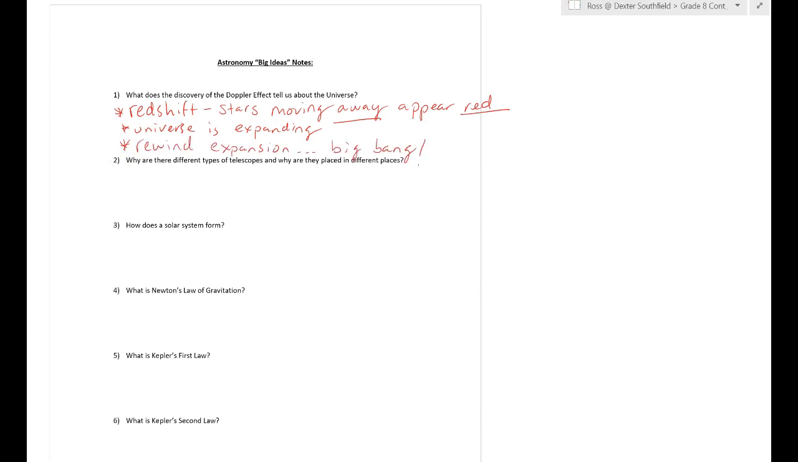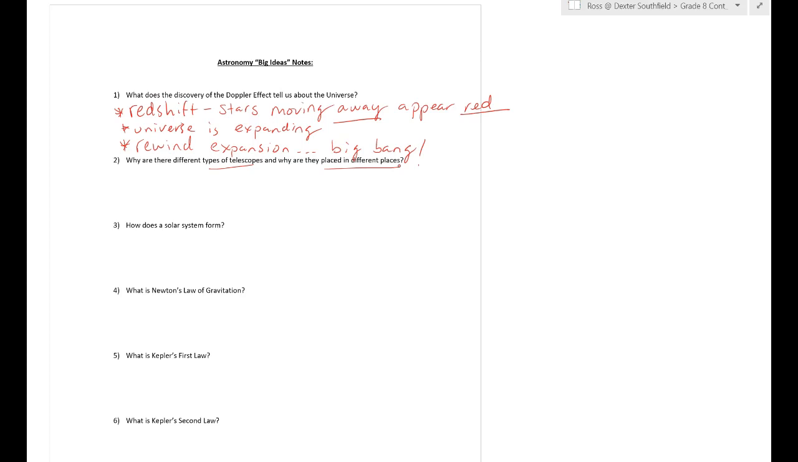So number 2 is asking about why different types of telescopes are placed in different places. One thing that's important to understand is electromagnetic radiation is not just a scary word for radiation, right? Light is a type of radiation. Other types of electromagnetic radiation are X-rays, gamma rays, UV rays, radio waves, etc. A lot of those types of radiation, like X-rays and gamma rays, don't reach the Earth's surface, which is good. The atmosphere blocks X-rays and gamma rays.